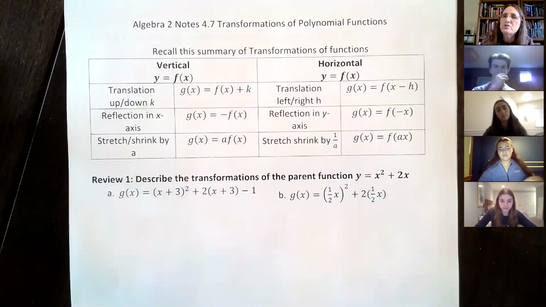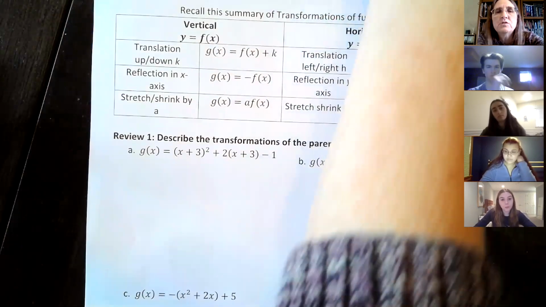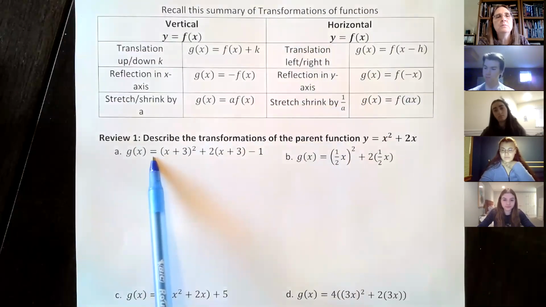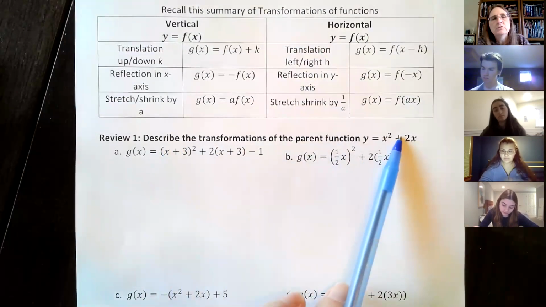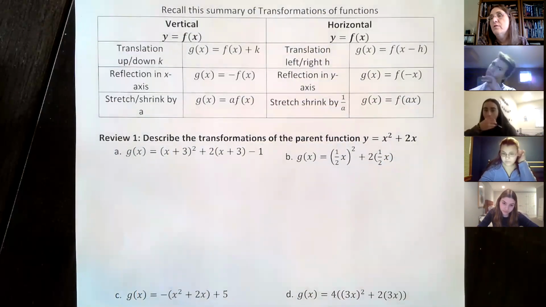I have a parent function that's not just y equals x squared, it's y equals x squared plus 2x. And I want to describe what transformations occurred to it to get g of x. I will tell you there are 2 of them.